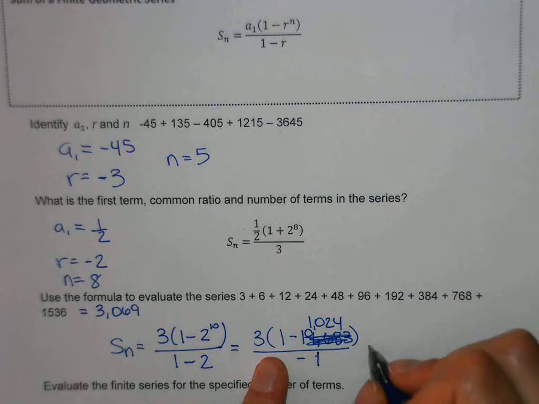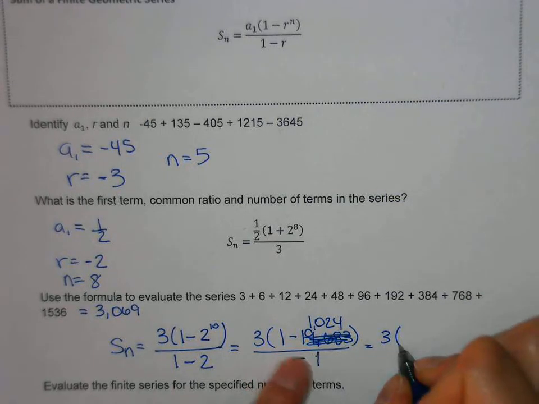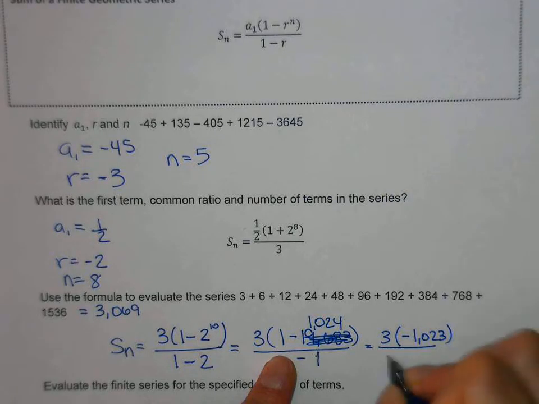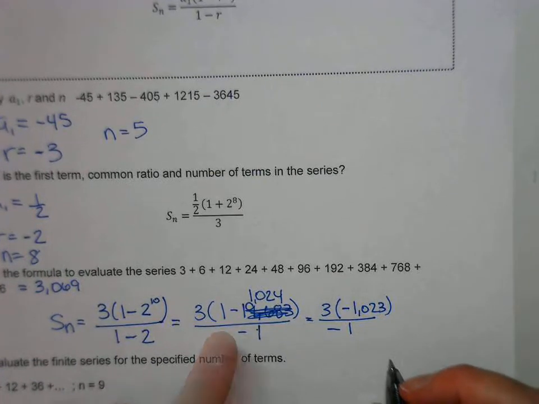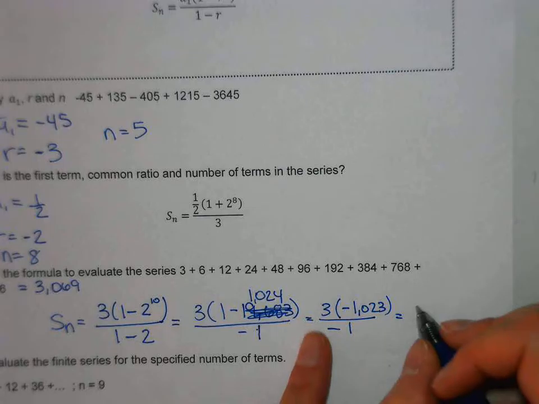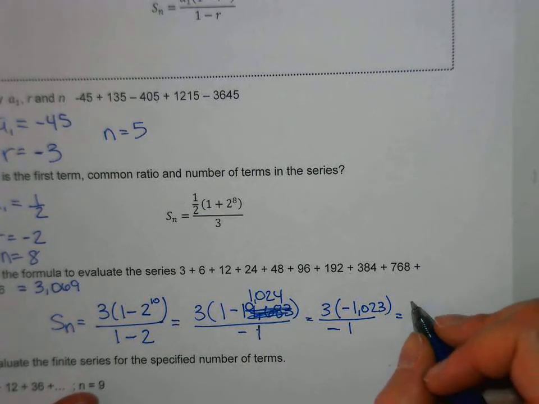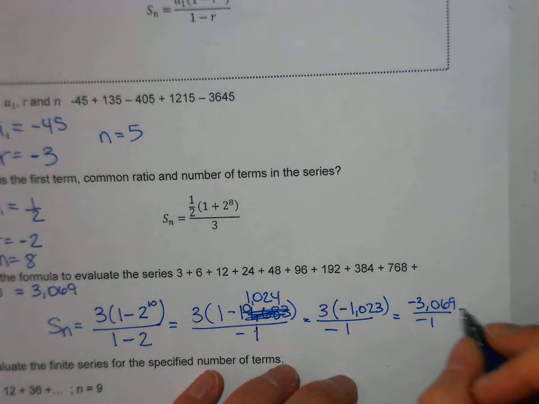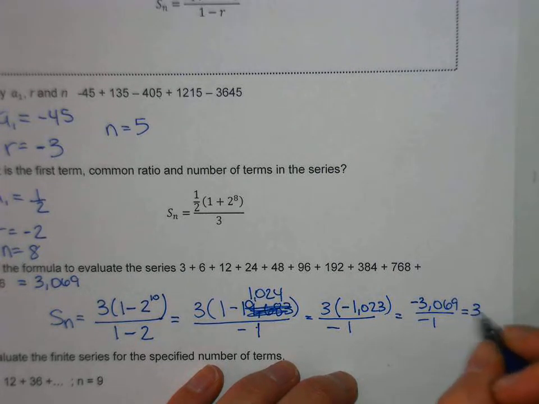So then 1 minus 1,024 is negative 1,023, divided by negative 1, which equals, if we multiply that by 3, 3,069. So when we multiply this out, we get positive 3,069. So those match up.